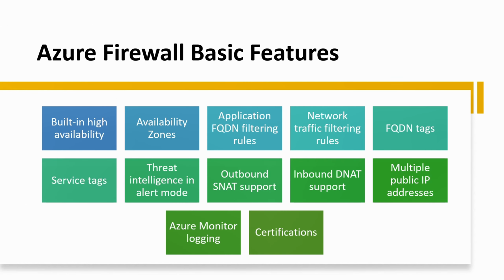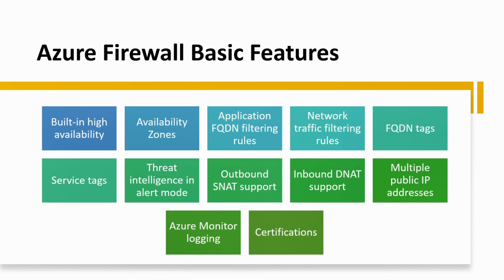So the next one is FQDN tags. In Azure Firewall Basic, you can allow well-known network traffic through the firewall using the FQDN tags, which are fully qualified domain name tags. For example, for Windows Update, you can use the Windows Update tag to allow the traffic for the updating of Windows. And if you want to use Azure Backup, you can use Azure Backup tags in the application rules of the Azure Firewall.